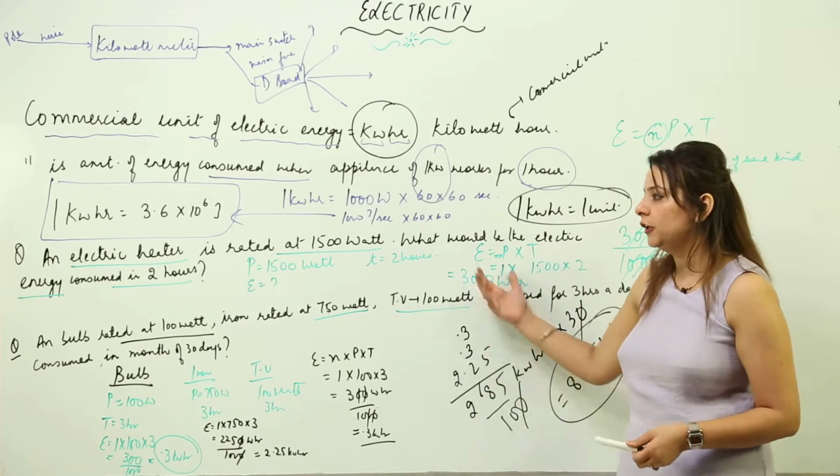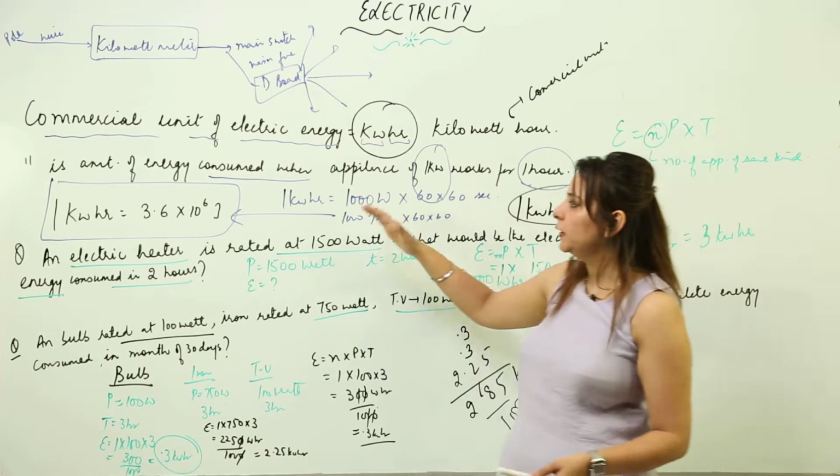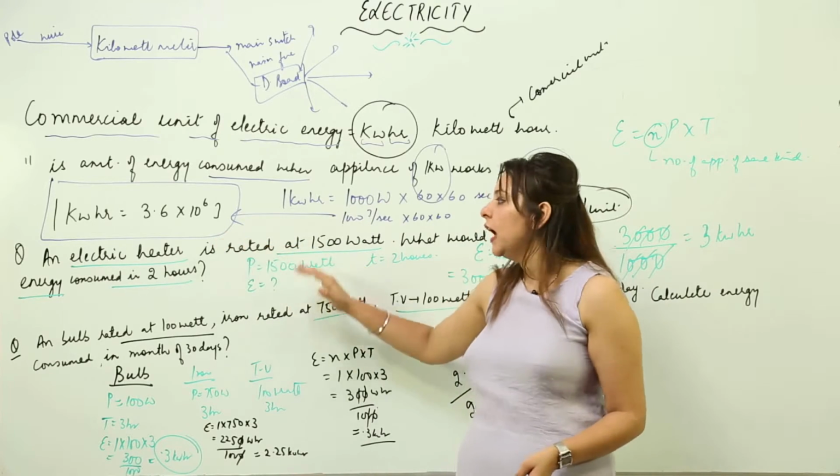So this is how you need to do the questions based on it, right? So this is the kilowatt hour, the meter, the conversion into joules, and these are the questions.